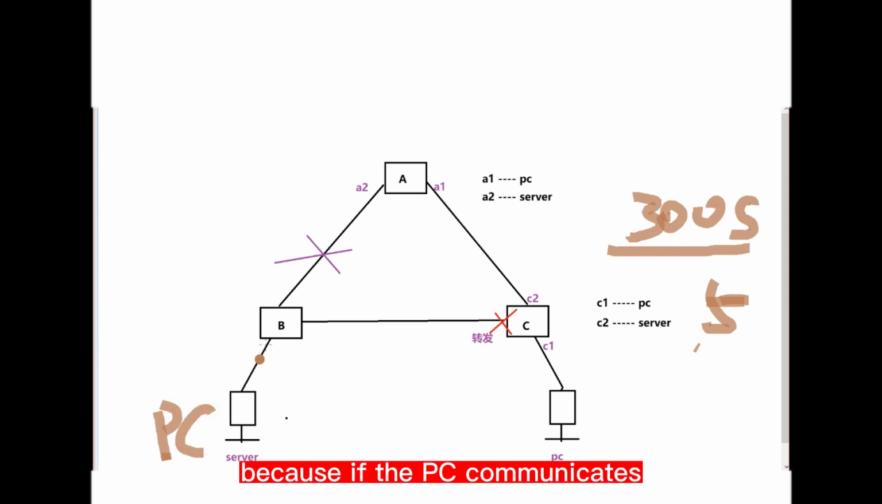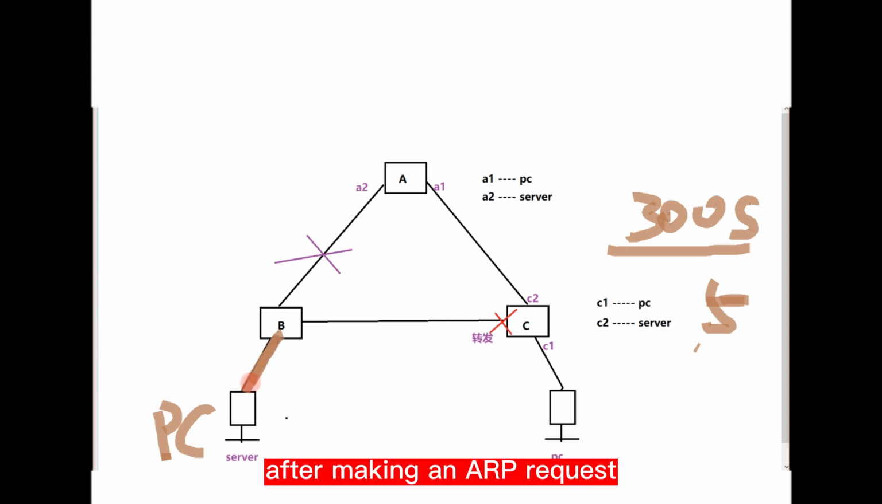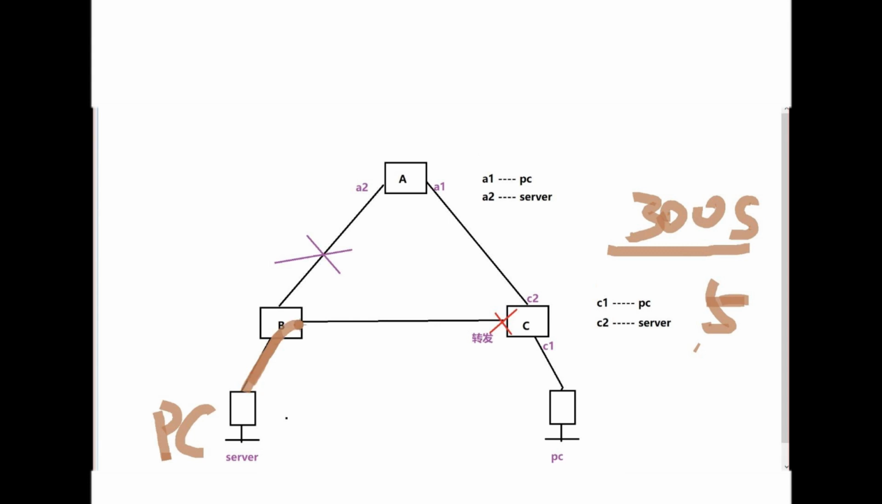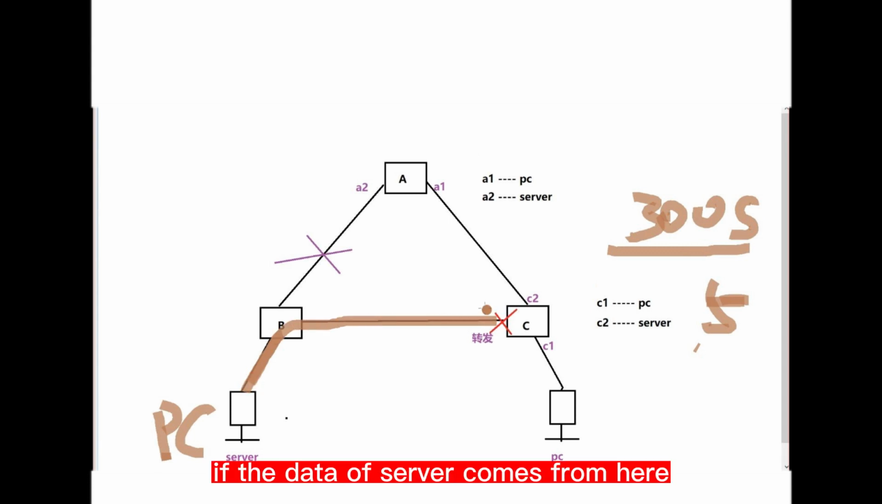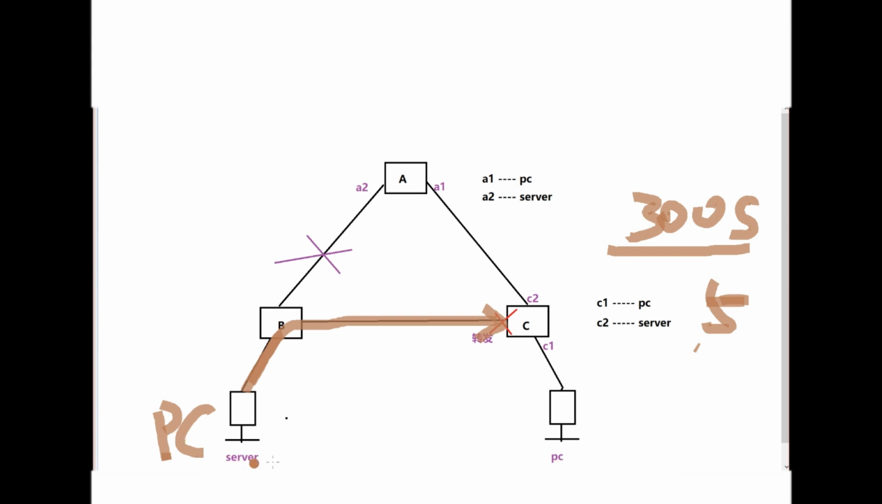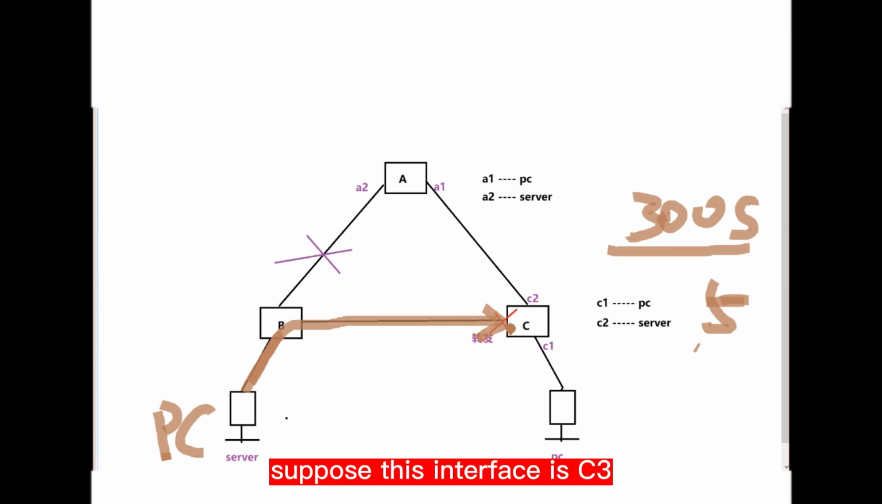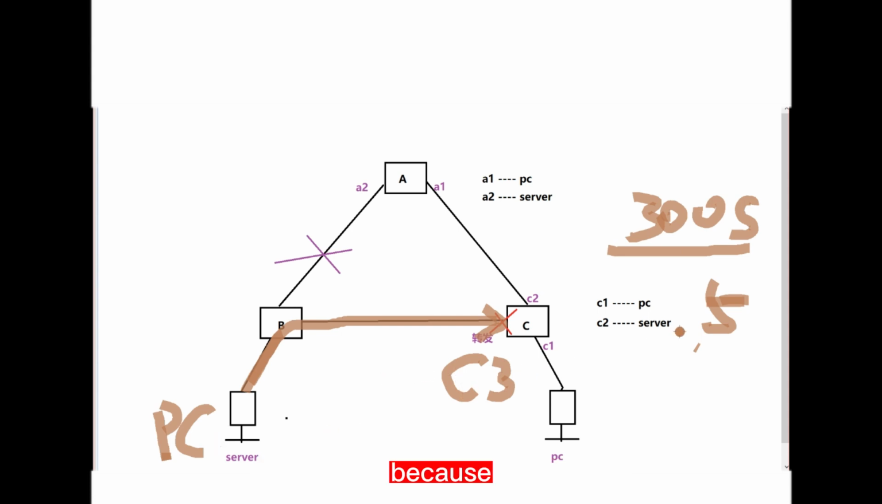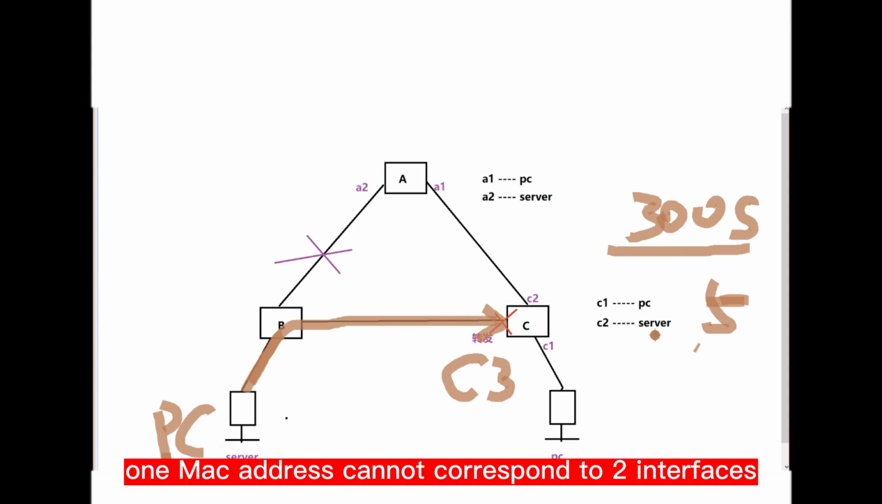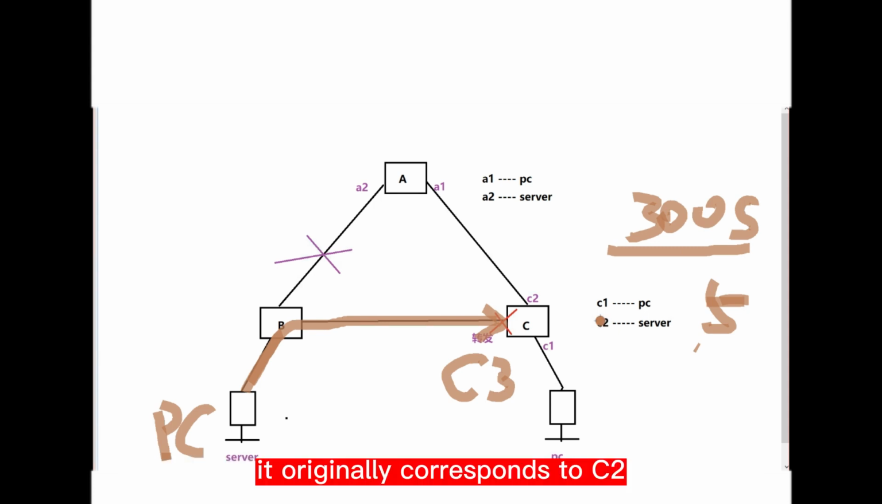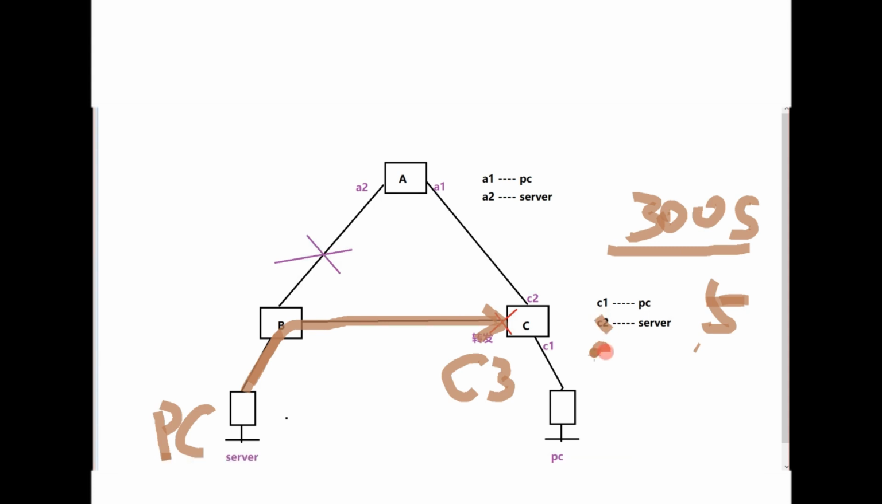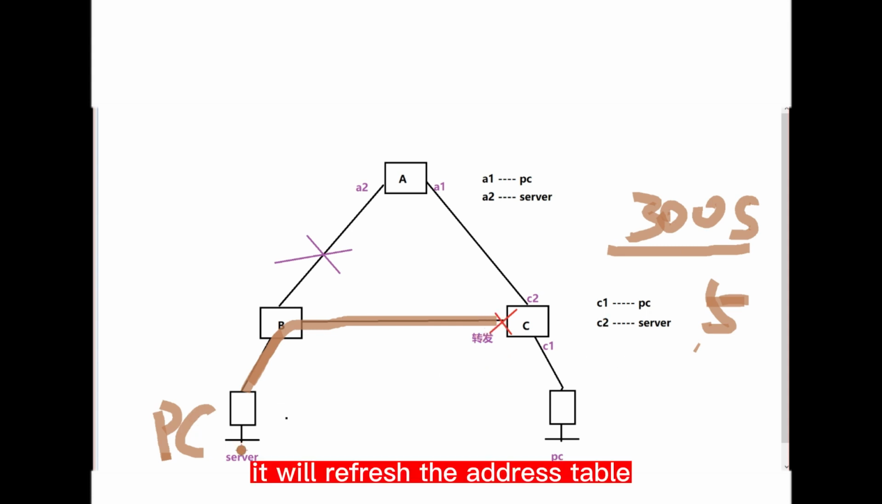Because if the PC communicates and this link is broken, it must send ARP. After making an ARP request, data will come from here. If the data of the server comes from here, suppose this interface is C3, you will map such a MAC to C3. Because one MAC address cannot correspond to 2 interfaces. It originally corresponds to C2, but it received from C3. It will refresh the address table.